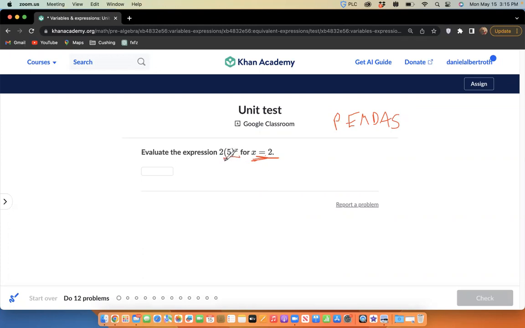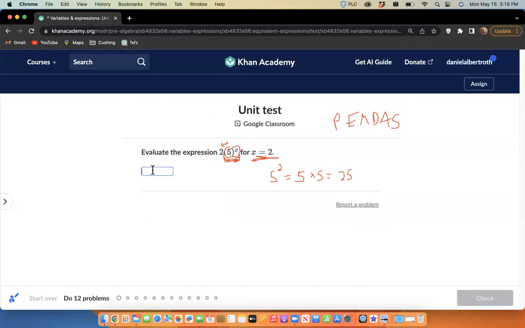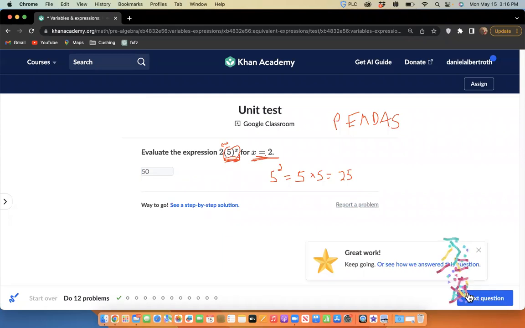So I want to make sure I do 5 to the x power first before I multiply the 2 and the 5. So 5 to the x power is going to be 5 to the second power. That is 5 times 5, which is 25. So this here, 5 to the x power is 5 to the second power, which is 25. So we're going to have 25 times 2, and that should give us 50 as an answer there. So I think I like 50. Very nice.